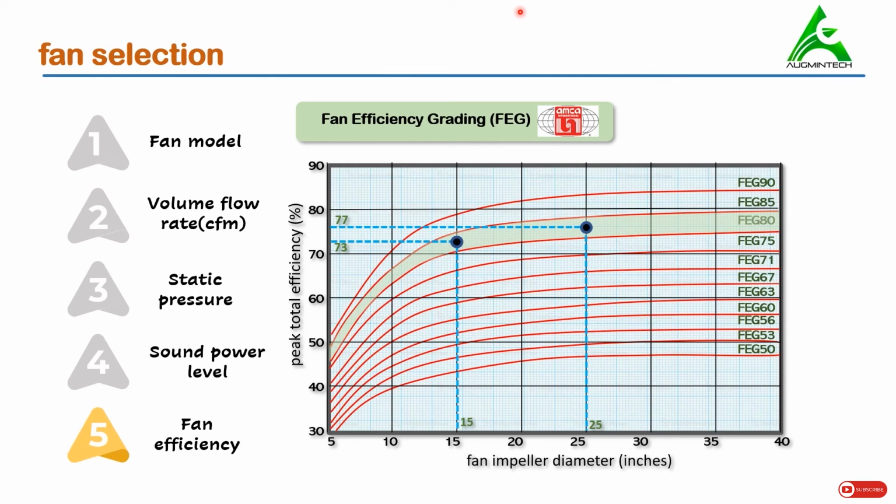So let's say there is a situation where an FEG 80 fan has to be selected. Now in this case there are two fans available, the one with a 25-inch diameter and the other with a 15-inch diameter. We can clearly see from this chart that we are going to select the fan with the 25-inch diameter as it has an efficiency of 77%, which is more than the other fan of 15-inch diameter. So based on the fan efficiency grading system, this is how fan selections are done.